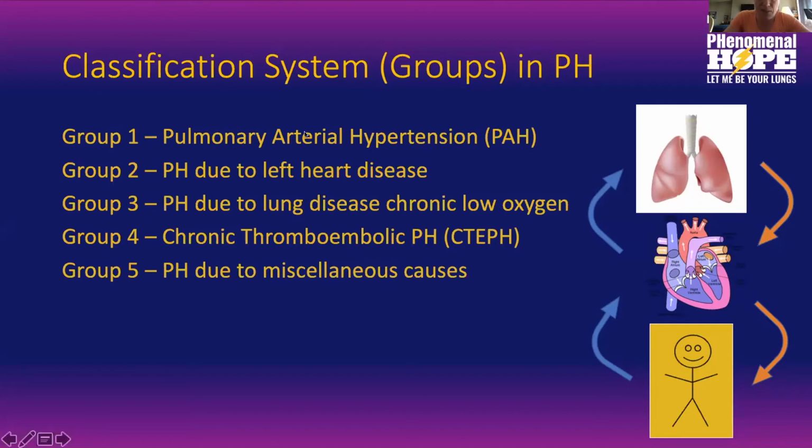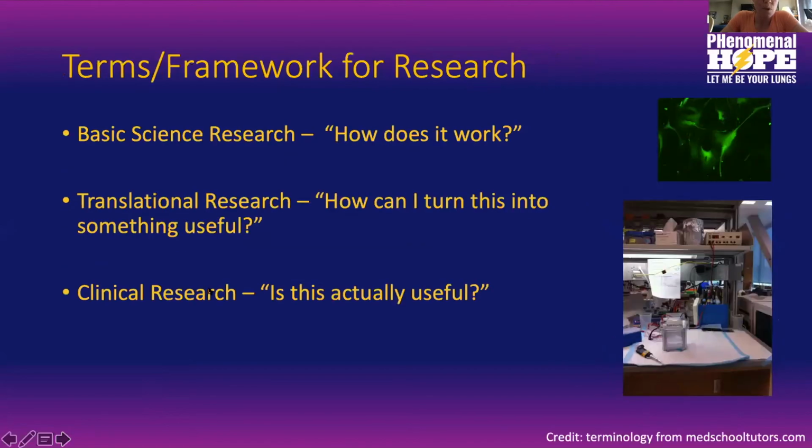So when we have these different categories, we treat them differently. Group 2, we focus on the left side of the heart. Group 3, we focus on their lung disease. Group 1, that's really the type of pulmonary hypertension where we put our PAH medications towards. So you'll probably be hearing about each of those different types today, at least in some way, shape, or form, or most of them.